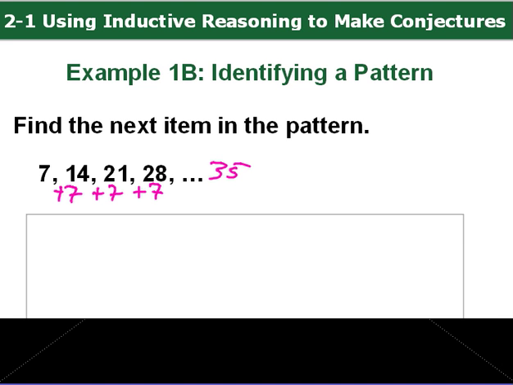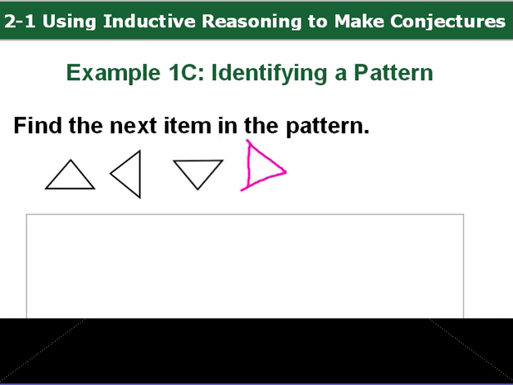Here's the next example. Find the next item in the pattern. So if I look, I add 7 each time. And so the next one would be 28 plus 7, or 35. And here, looking at our triangles, we start with the triangle going up, and then it looks like it rotated to the left, then clockwise or down, and so it's going to be going to the right now. Again, we're looking for patterns, inductive reasoning.